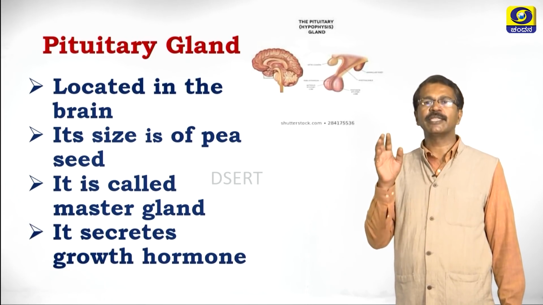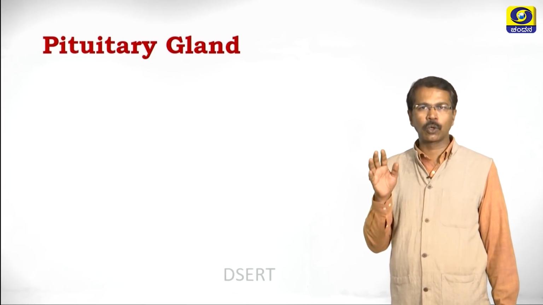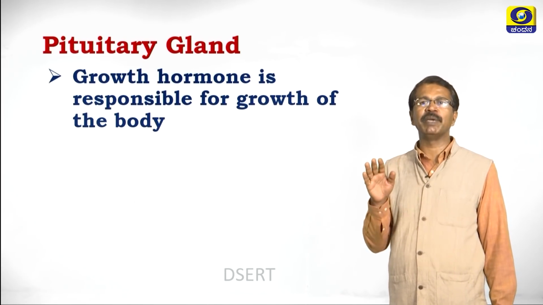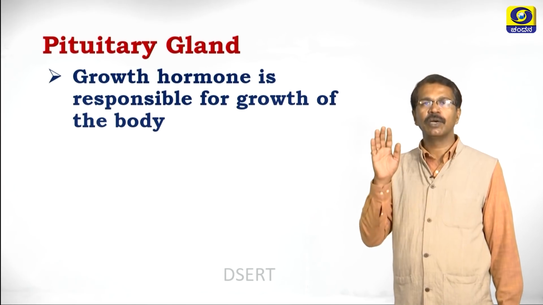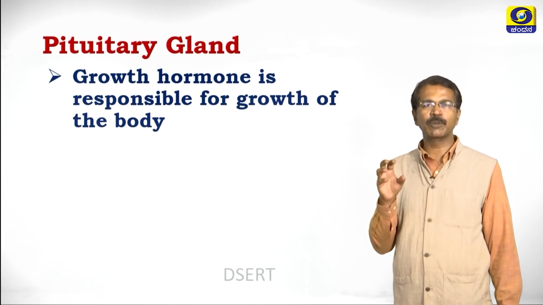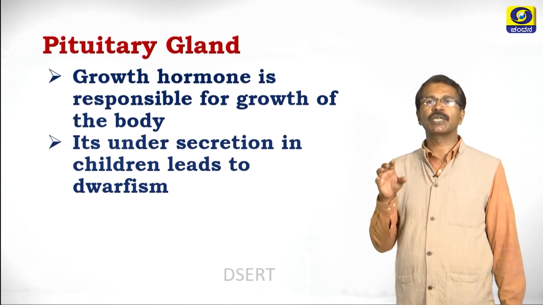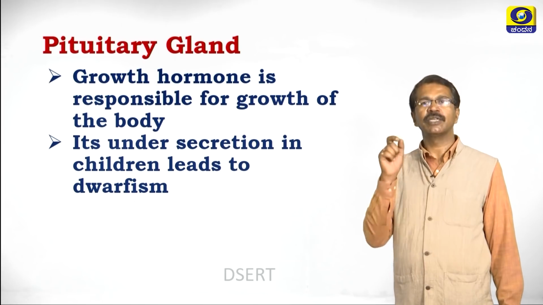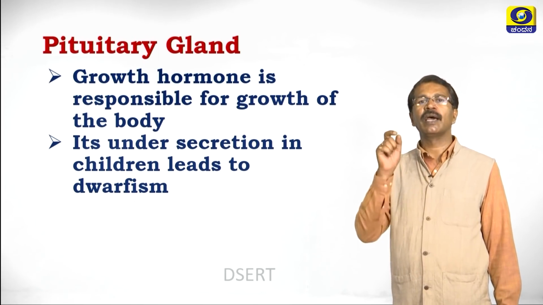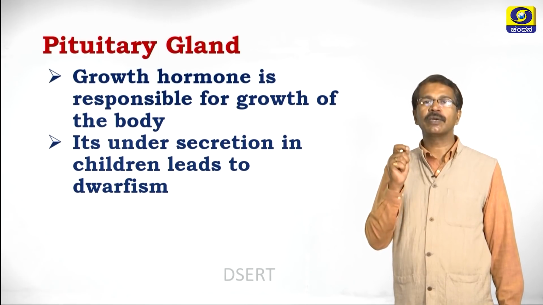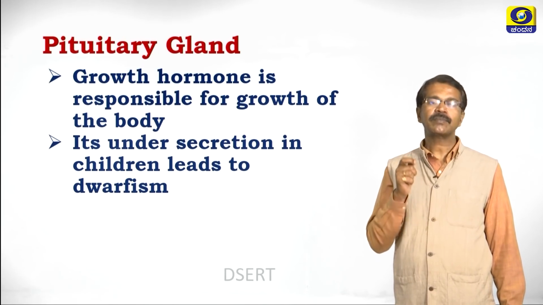It secretes a specific hormone called growth hormone. Growth in an organism or in human beings is just because of the growth hormone itself. It is responsible for the growth of the body. Of course, this pituitary gland secretes growth hormone in a specific quantity for stimulating growth.